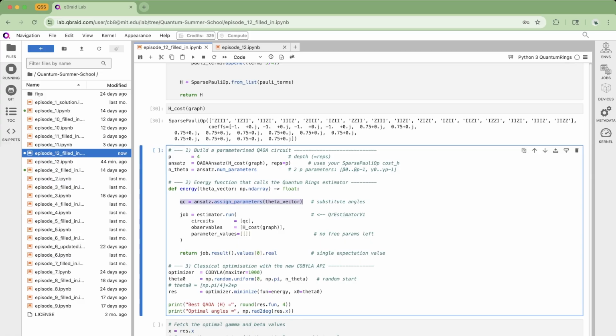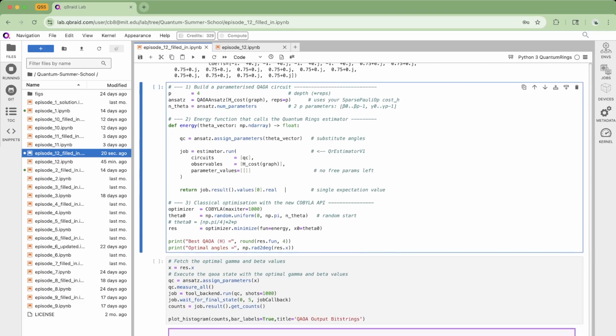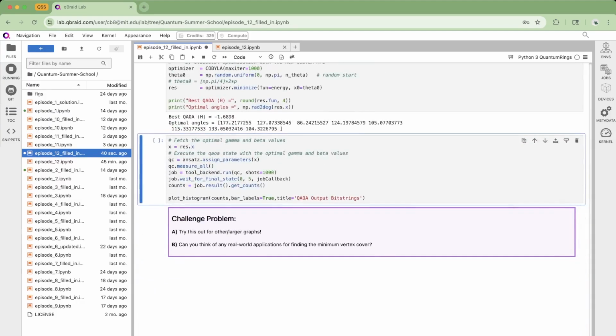So we just want to minimize the energy, and each time we're going to pick a new theta vector, we're going to create that ansatz. We're going to run our estimator with the observable being that cost Hamiltonian. So we're trying to find the expectation value of that cost Hamiltonian, and then we're grabbing that expectation value and minimizing that energy. So let's run it. And let's grab the optimal gamma and beta values, plug them into our ansatz, and see what we get.